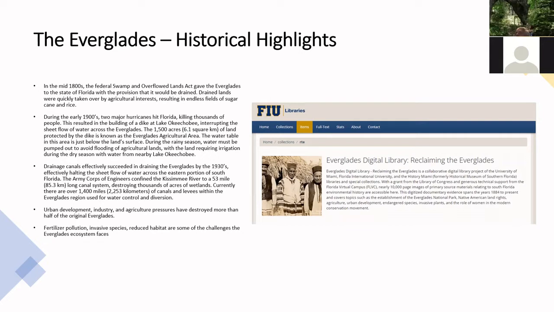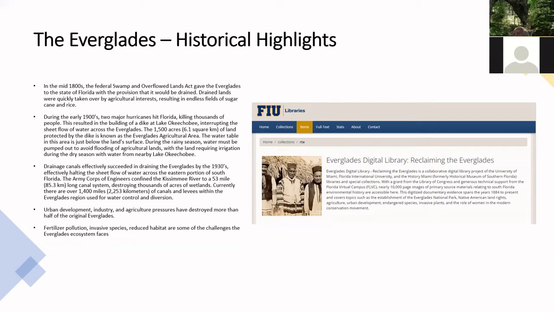In the mid-1800s, the Federal Swamp and Overflowed Lands Act gave the Everglades to the state of Florida with the provision that it would be drained. Drained lands were quickly taken over by agriculture interests, resulting in endless fields of sugarcane and rice. And the fertilizers from those fields are flowing through the Everglades into the Gulf of Mexico and creating red tides.